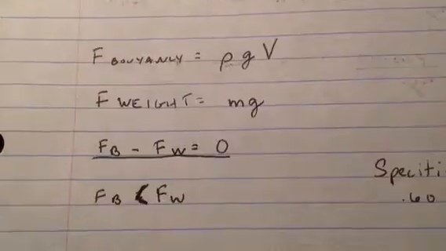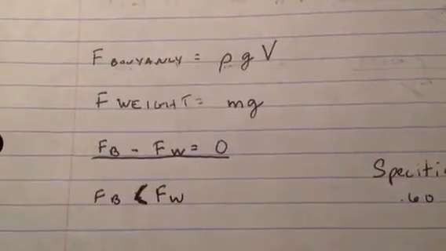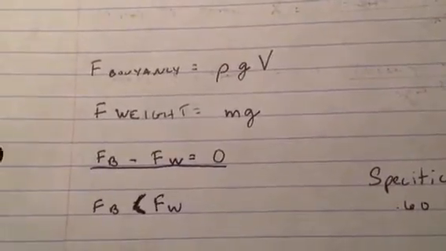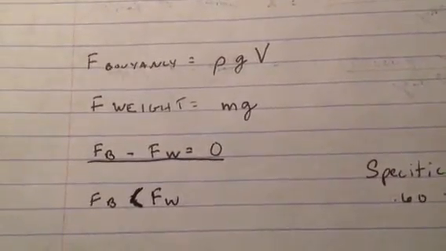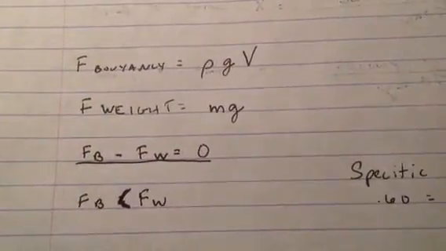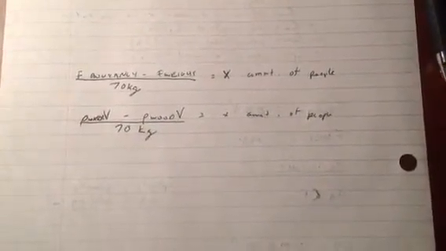As you can see, the force of buoyancy minus the force of weight, underlined there, will equal 0 because the object is floating. The force of buoyancy and force of weight both have g in gravity, so those will cancel out. And essentially, what our formula will look like is the force of buoyancy minus the force of weight divided by 70 kilograms equals X amount of people.